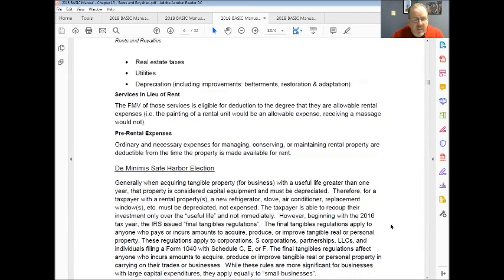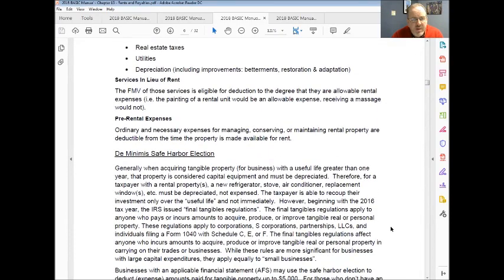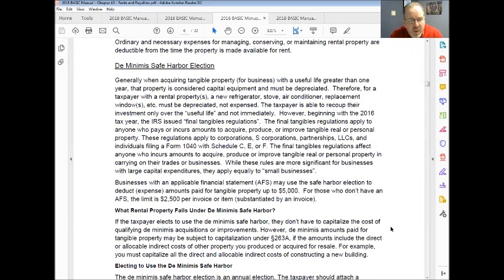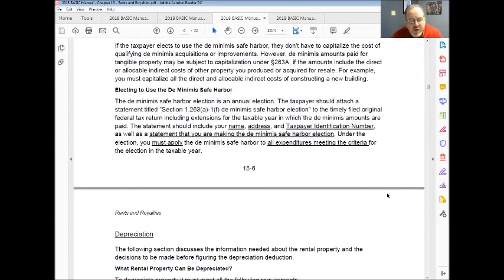Let's see here. This one too. This is what I was talking about earlier when I said something about depreciation and repairs and making sure that we categorize them correctly. Okay. This is the de minimis safe harbor election. As it says here, this is an opportunity for you to take something, and it says businesses with applicable financial statements may use the safe harbor election to deduct or expense amounts paid for tangible property up to $5,000. For those who don't have an AFS, the limit is $2,500 per invoice or item. Okay. What safe harbor does is it allows you to expense that as opposed to depreciate it.